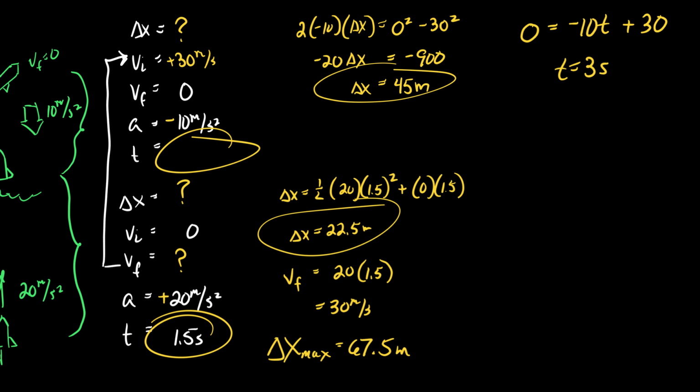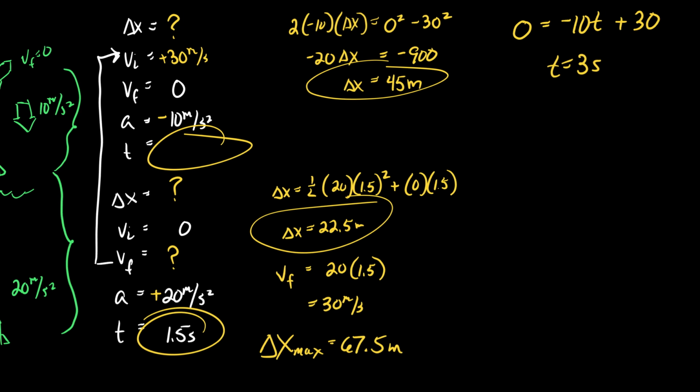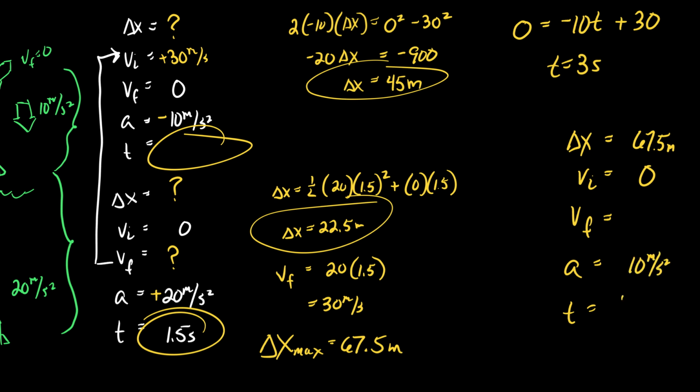But, and you're not going to like this very much, there's another problem now. Delta x, vi, vf, a, t. Gravity brings the rocket back to the ground. It has to fall a distance of 67.5 meters. The initial velocity is 0 because it's at the very top of its flight. Acceleration is due to gravity, 10 meters per second squared. And we need time.